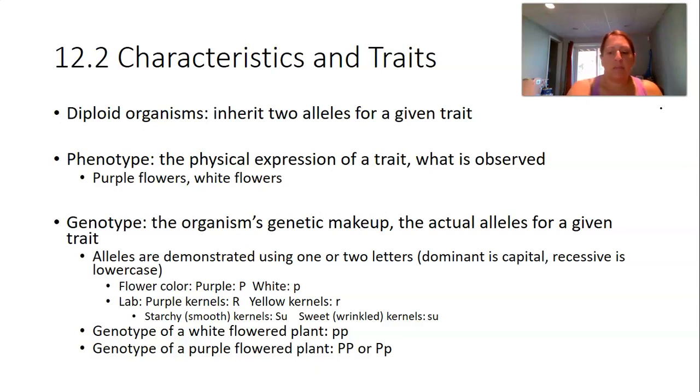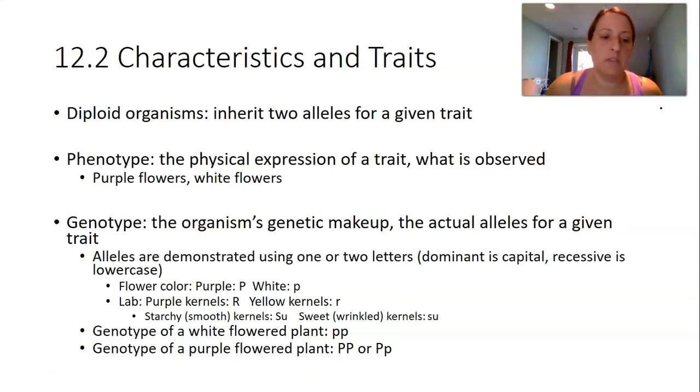So here are some terms that I've been throwing around that hopefully you understand, but here they are just in case. Phenotype. A phenotype is a physical expression of a trait. It's what gets observed. So when I say purple flowers or white flowers or brown eyes or blue eyes, or in lab, we're going to talk about corn kernel color, so purple and white kernels, or wrinkled or smooth kernels, those are all phenotypes, what it actually looks like. The genotype is different. It's the actual alleles that are present that make up the genetic makeup of the organism.